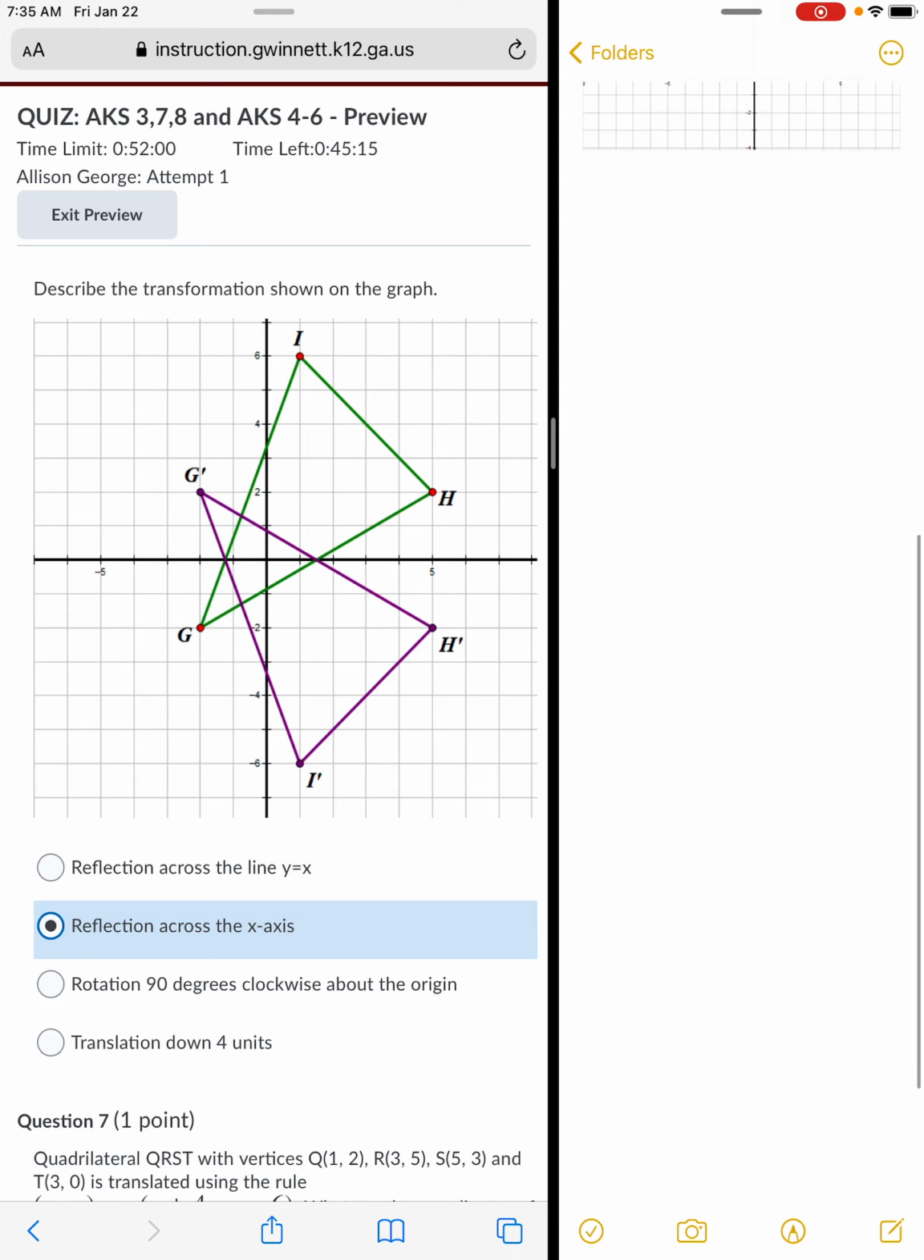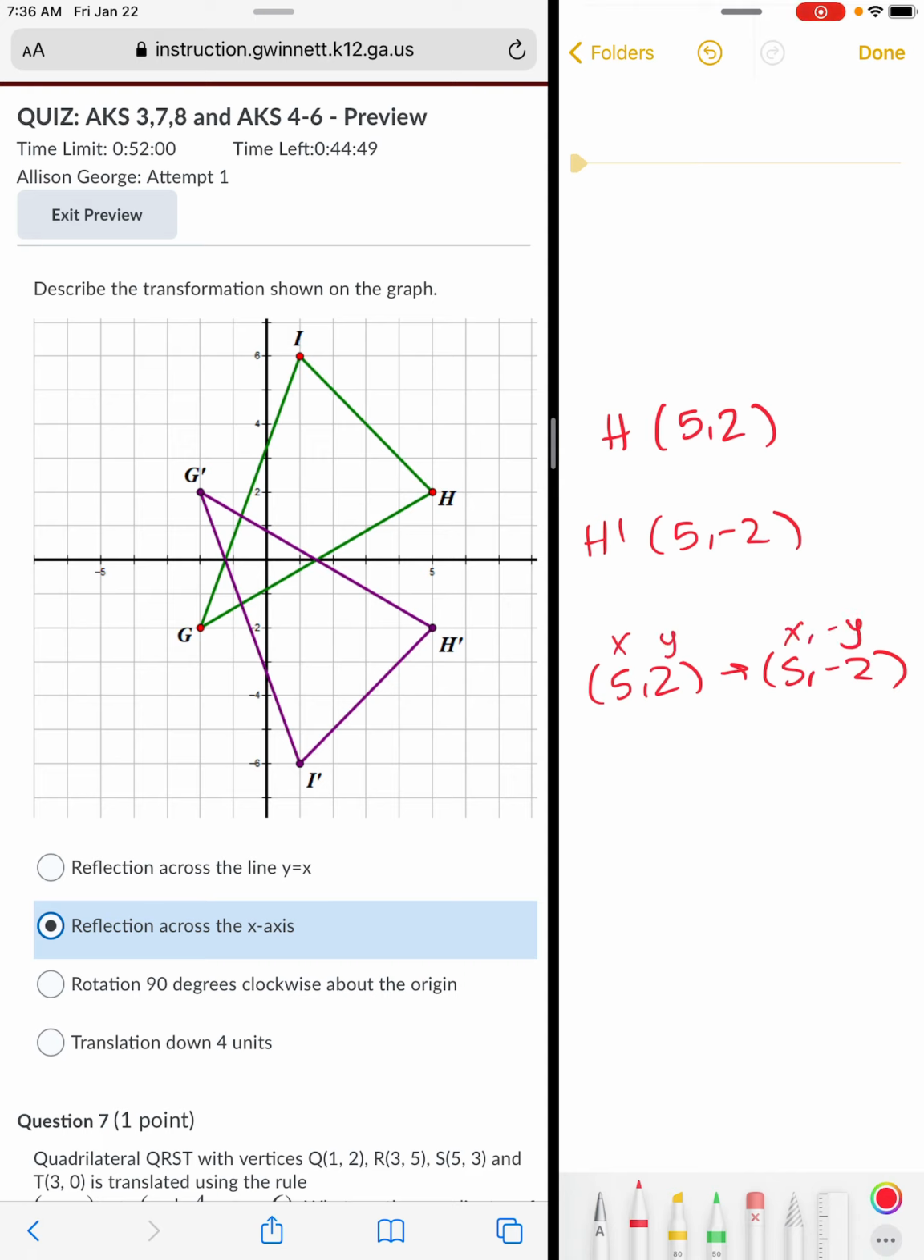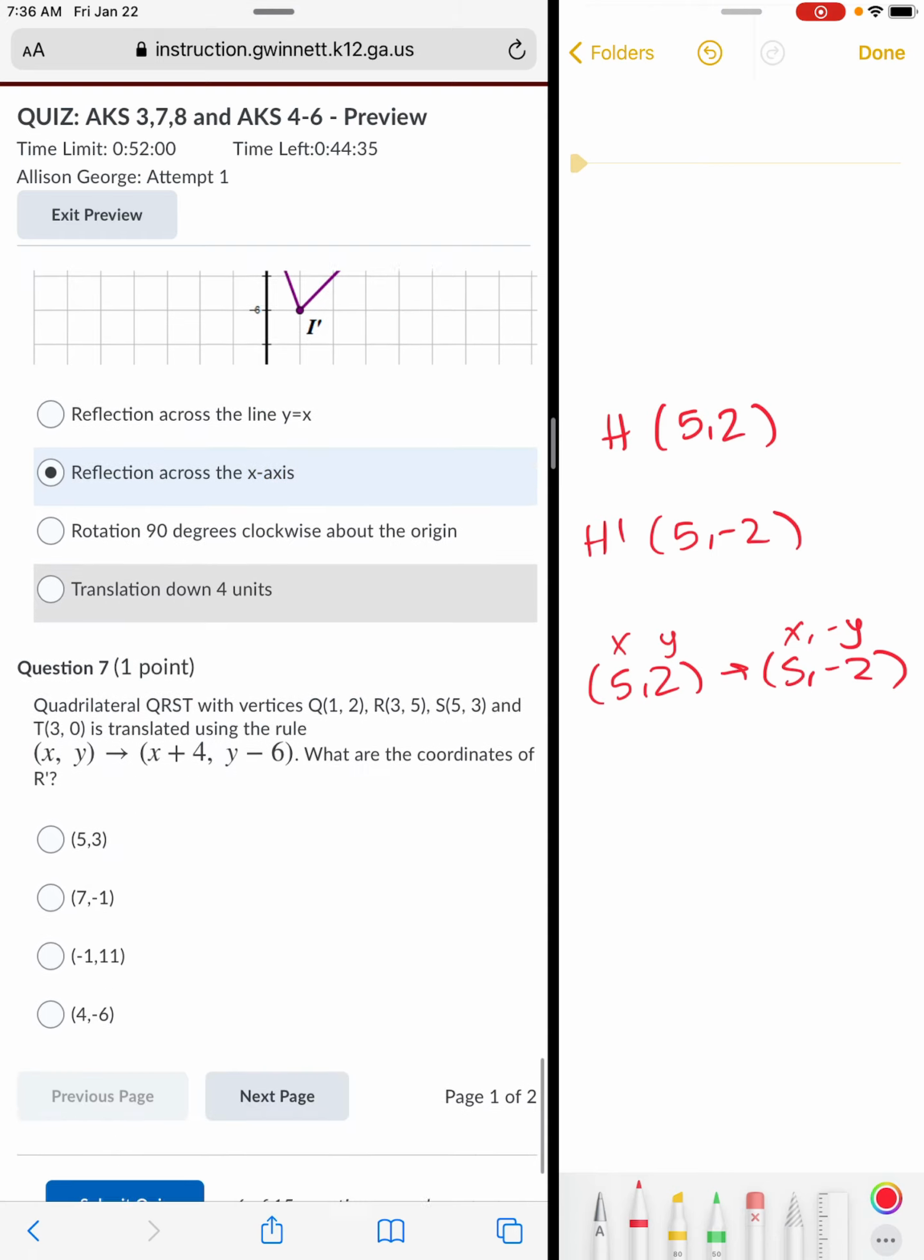Though again, we can still try to compare points. So if I were to look at 2 points, let's say H and H prime. I notice that point H is at 5, 2, and H prime is at 5, negative 2. So how do I go from 5, 2 to 5, negative 2? Well, X stayed in the front, and Y moved to the back and changed signs. So when I look at my rules graphic organizer, I'm looking for the rule that says XY becomes X negative Y. And that is the rule for reflection across the x-axis.